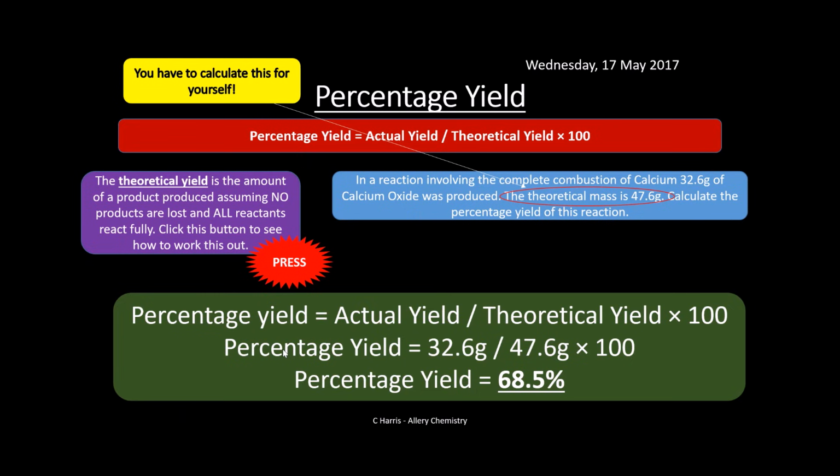Percentage yield is 32.6 grams. That's the actual yield we've made. This is the amount we should produce in theory. Again, this is just an example number, times by 100, and we should get a yield of 68.5%. So relatively straightforward, not too difficult. Remember, yield is never 100%. You always lose some product, or some of your reactants don't fully react, so it's never 100%.